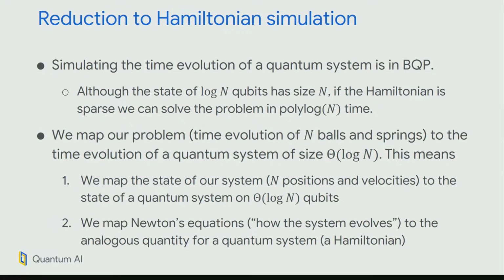So there's just Newton's equations, like the equations I had on the previous slide, this second order differential equation, which I map to the analogous thing for how a quantum system evolves, which is a Hamiltonian. And once I explain both of these maps and that these maps are consistent, then the algorithm will work.